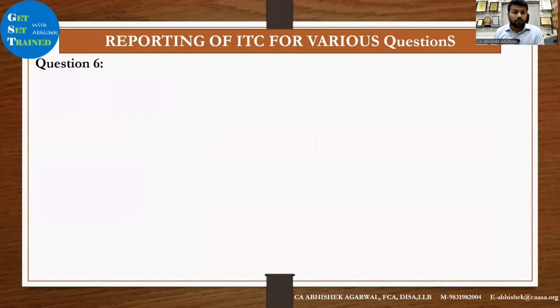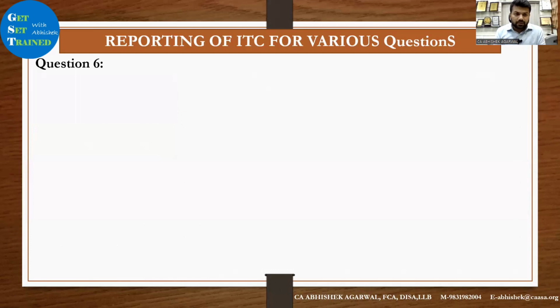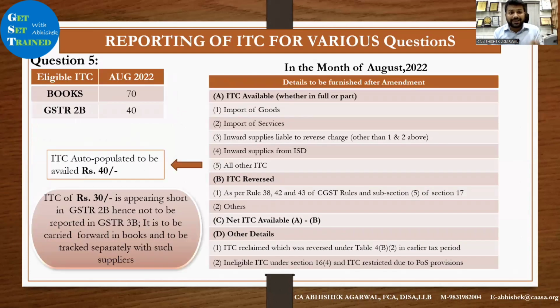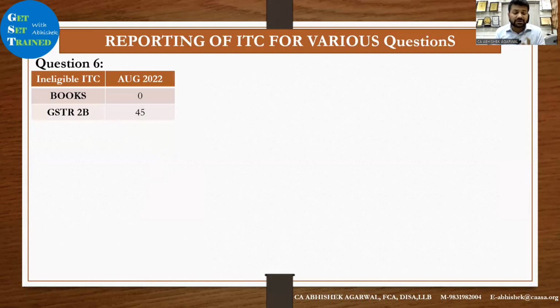Next question. Question 6. Now please, friends, note, question 6 and question 7 are with respect to ineligible ITC. The earlier 5 questions were with respect to eligible ITC. Now, since we understood that they want a reporting of ineligible ITC, question 6 and question 7 have been asked with respect to ineligible ITC. So what if I have not considered any figure today with respect to ineligible ITC, but my GSTR 2B is showing ineligible ITC of rupees 45.